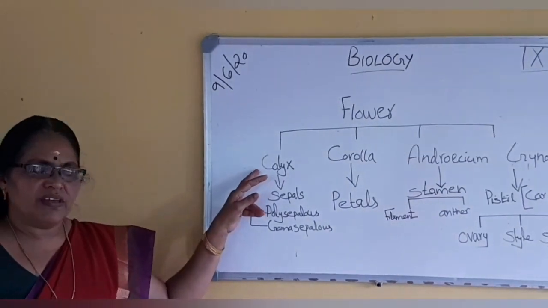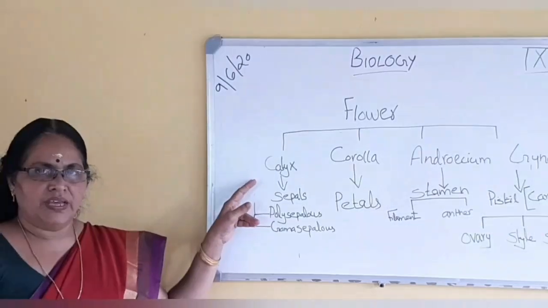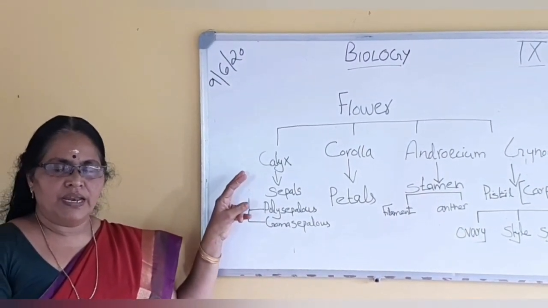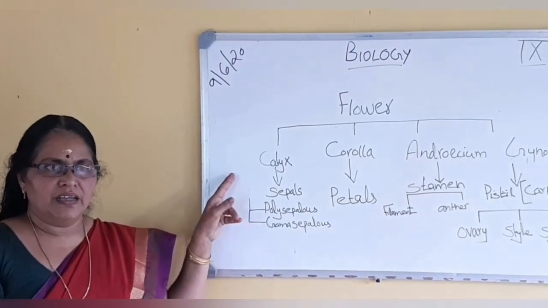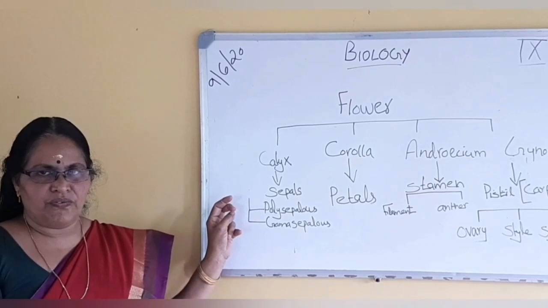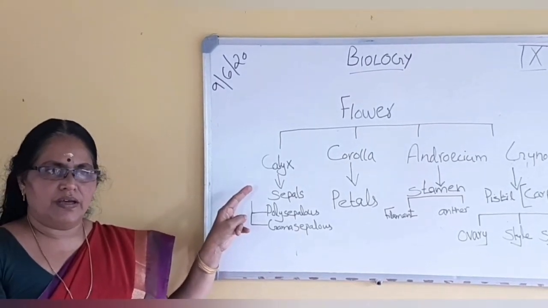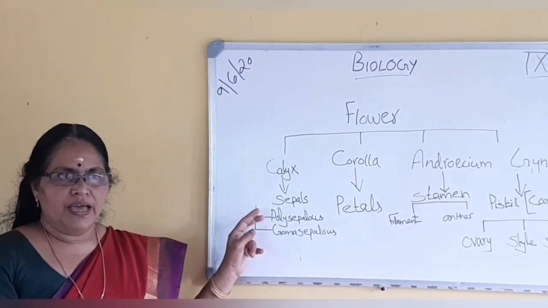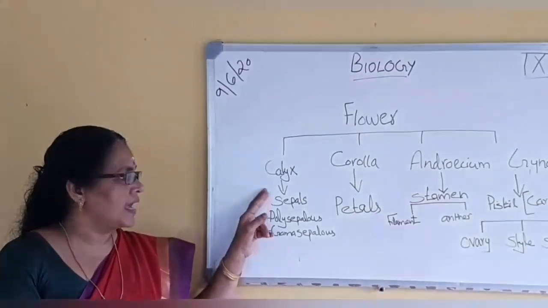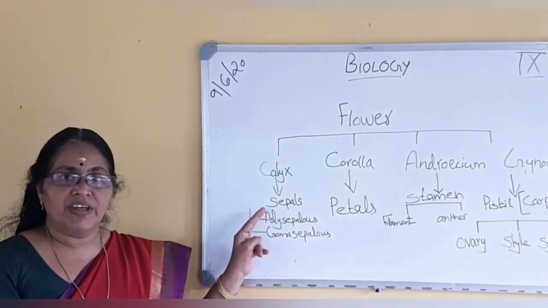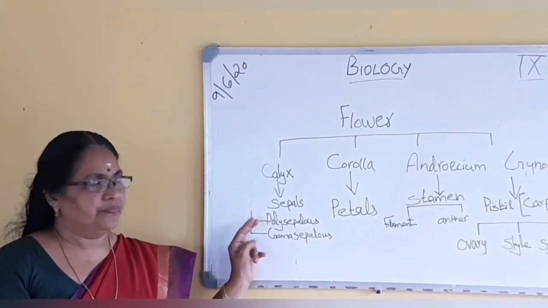You know, calyx is the outermost whorl of the flower. It is green in color. So you can imagine its function. Since it has green color, it contains chlorophyll. So it helps to produce the food or synthesize the food. And the main function of the calyx or the sepal is to protect the flower when it is in bud condition.